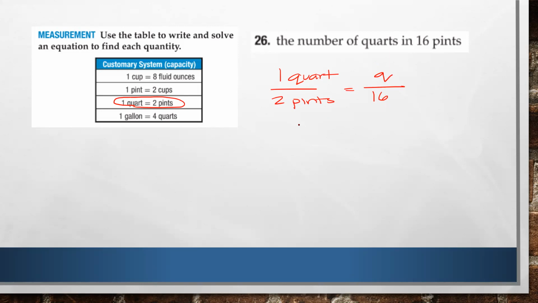So if I cross multiply here, that's a proportion. So I end up with 16 equals 2 times q. Multiply 16 times 1 and 2 times q. Then I divide both sides by 2. I get 8 equals q. So there are 8 quarts in 16 pints.